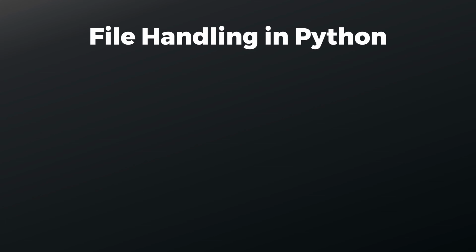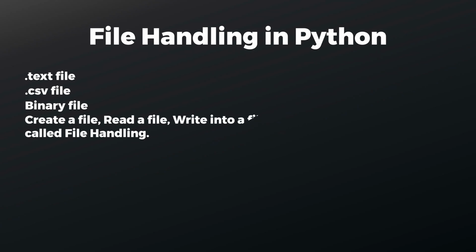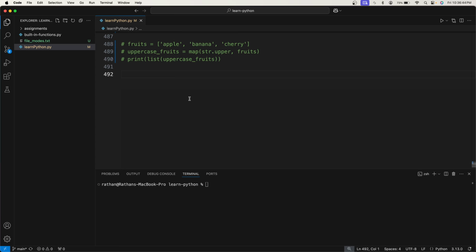These files can be either text files like .txt or .csv files, or binary files like images, audio files, and video files. All these types of files can be manipulated using Python. In this video, let's understand everything about file handling. File handling simply means that you create a file, read a file, or even write something into a file. All these types of operations are called file handling. It's a very simple concept.